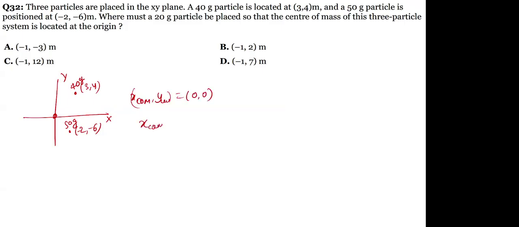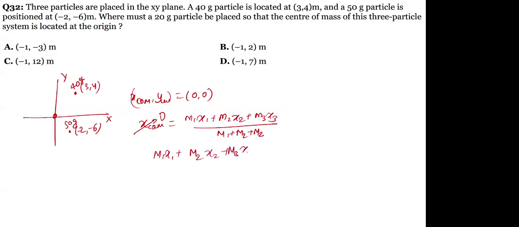Now, how to calculate X center of mass? M1 X1 plus M2 X2 plus M3 X3 upon M1 plus M2 plus M3. We know that X center of mass is 0. So this will become M1 X1 plus M2 X2 plus M3 X3 equals 0. Now M1 is 40 gram and X1 is 3. So 40 into 3 plus M2 is 50, X2 is -2, plus M3 is 20 gram and X3 position is X, let's say. So if you calculate X, it will become -1.